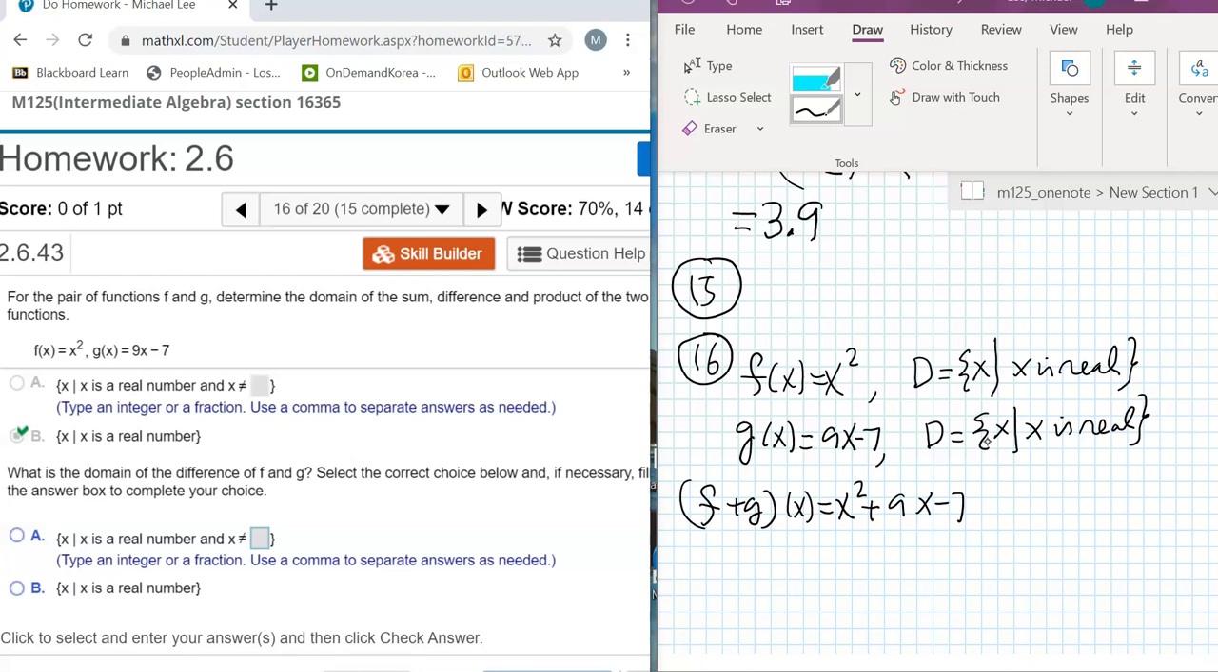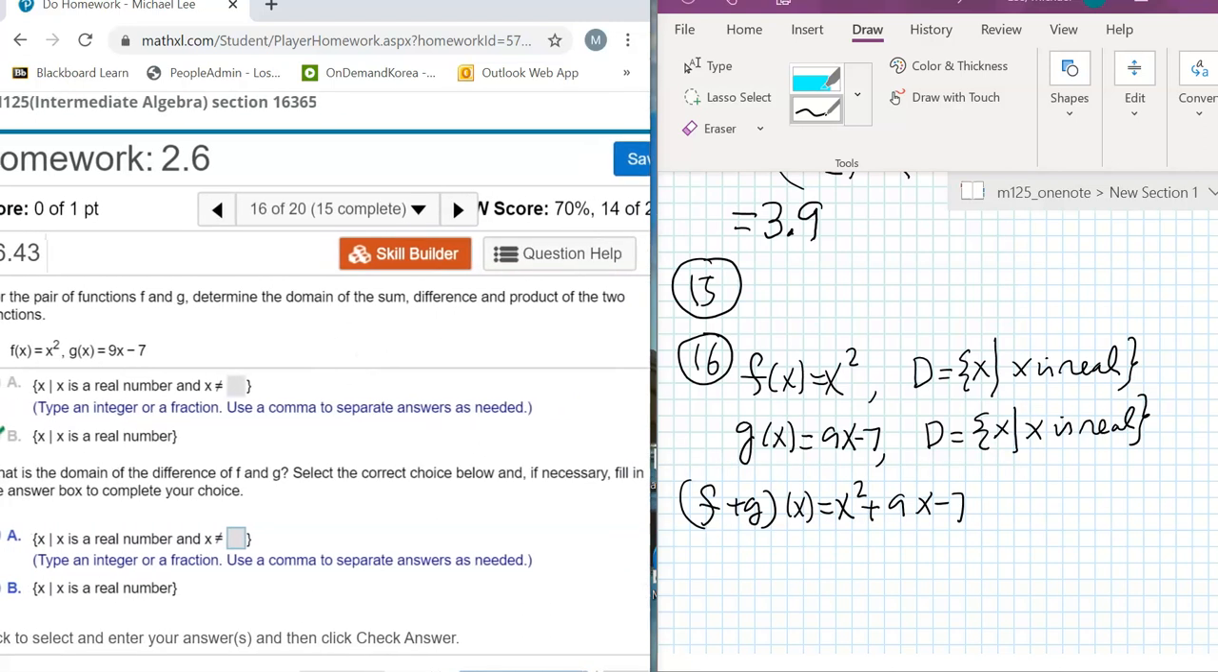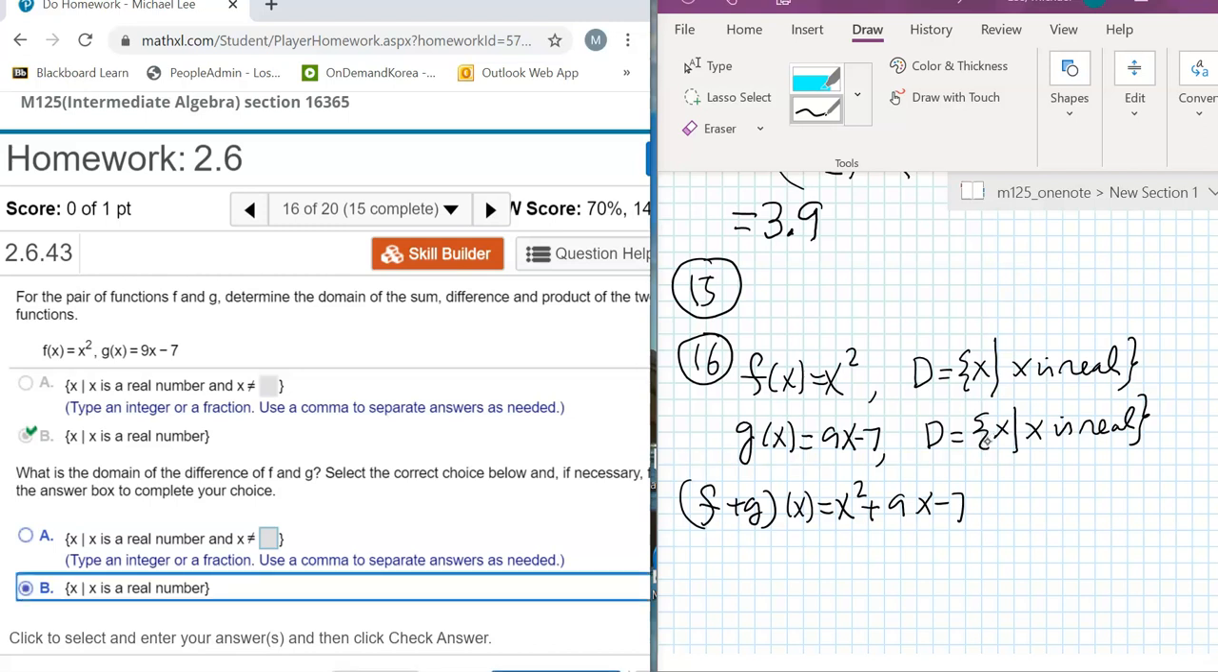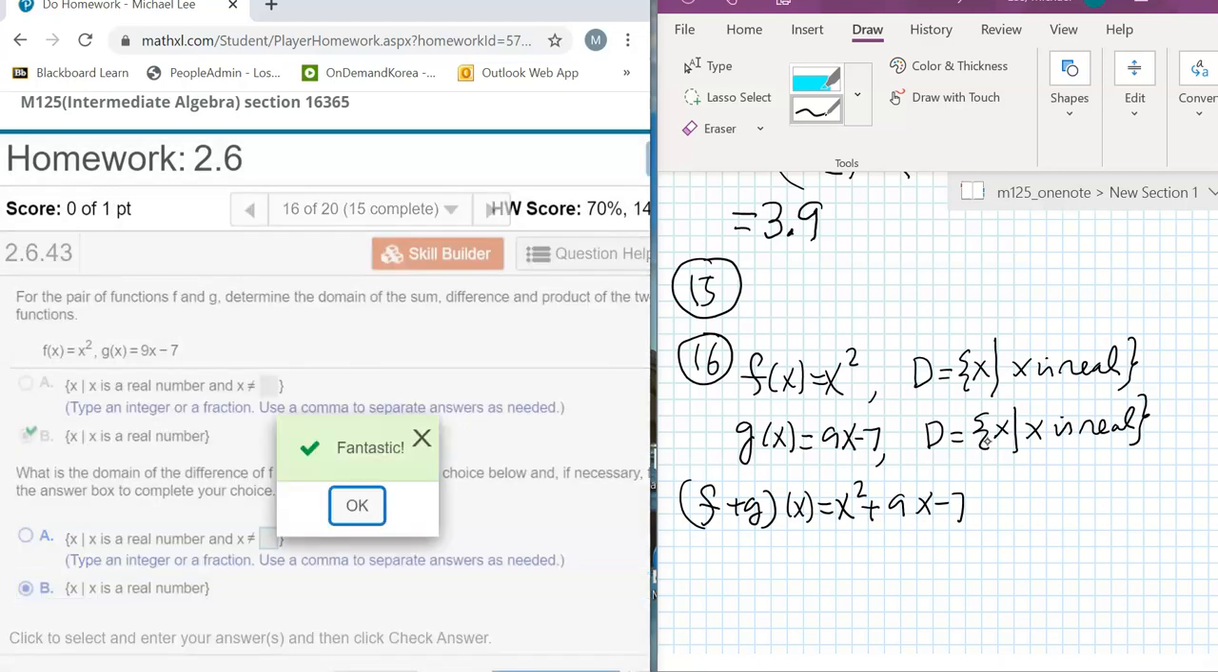Now they're asking, for the pair of functions f and g, determine the domain, sum and difference. Okay. So this is pretty much the same thing. The sum is all real numbers, and the difference is also all real numbers.